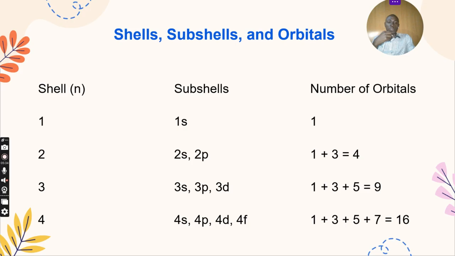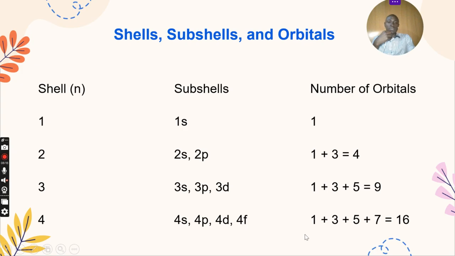So if an orbital can hold a maximum of 2 electrons, what is the maximum number of electrons you expect to see in the third energy level? If there are 9 orbitals in all, and each can hold a maximum of 2 electrons, it means the maximum number of electrons you expect to see in the third energy level is 18. So take note. This can hold 2, this can hold a maximum of 6, and this can hold a maximum of 10. And then in the fourth energy level, there are 4 subshells: 4s, 4p, 4d, and 4f.